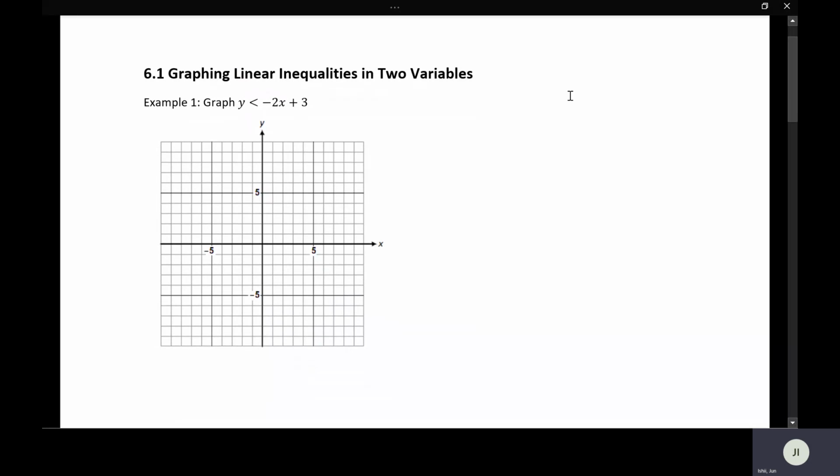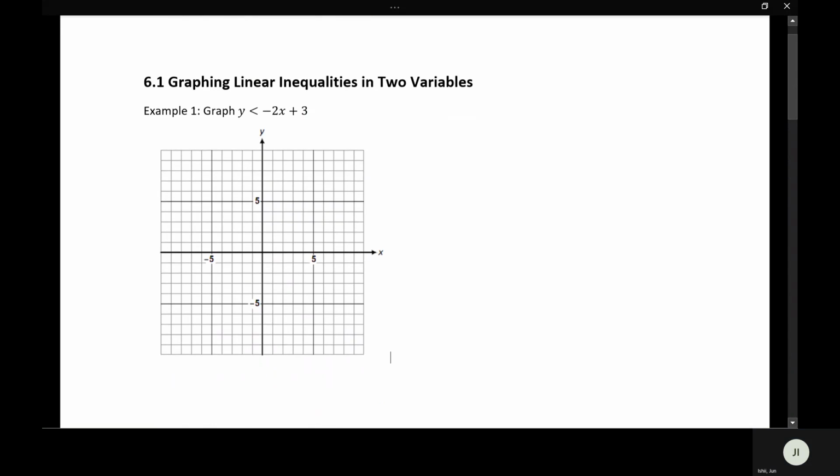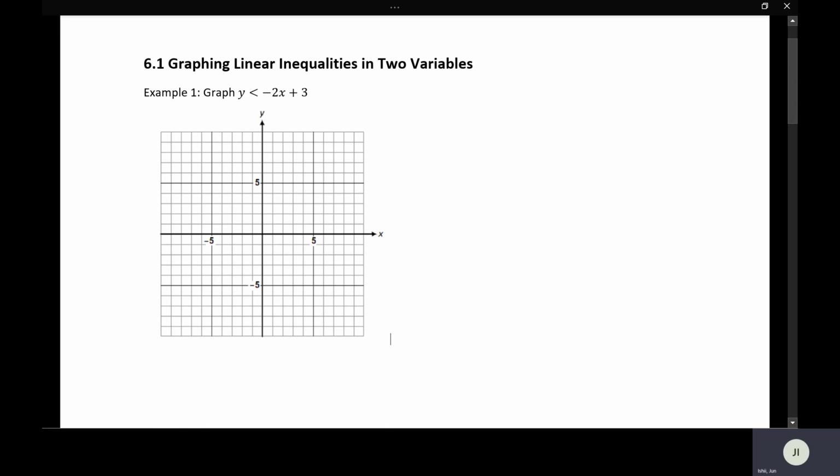All right, so the first lesson in this graphical analysis unit is on graphing linear inequalities in two variables. So basically what we're going to be doing is just graphing inequalities. So we are going to be working with lines for this lesson.